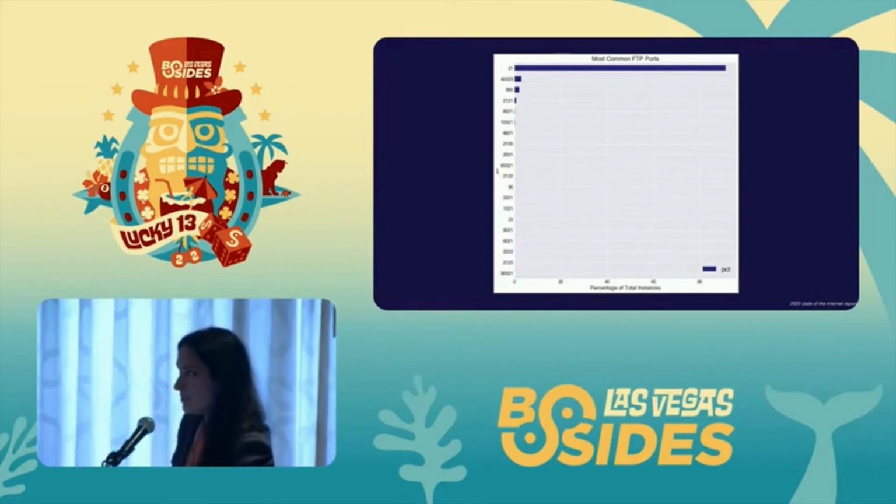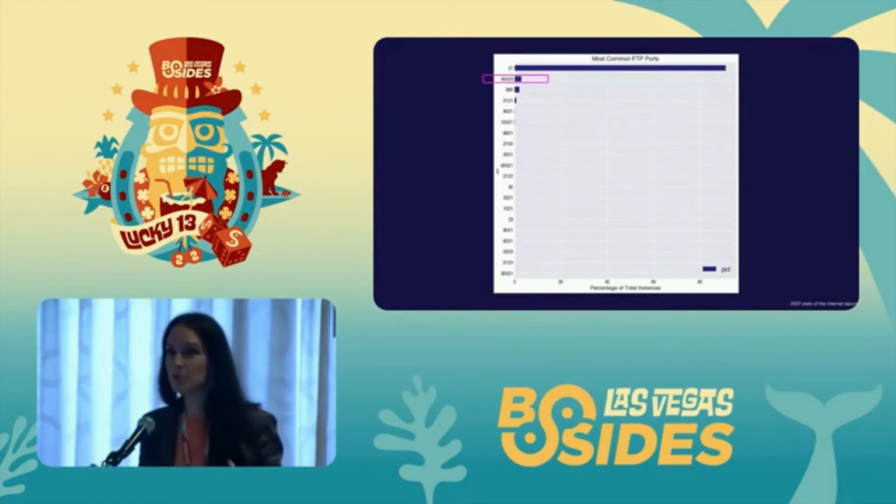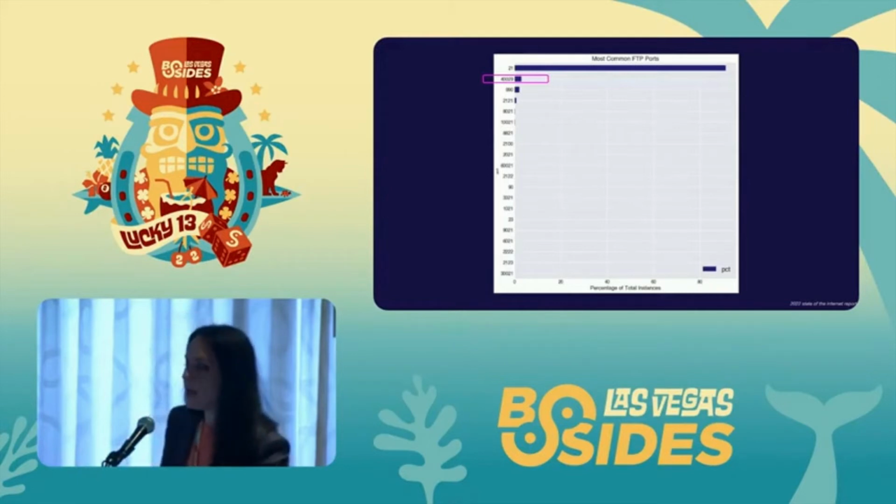So let's shift a bit to looking at FTP. We talked about SSH. We've kind of grazed the surface, but that's okay. This is exploration. 91% of FTP that we see is on port 21. However, when I was looking at this for the first time, I realized that about 3%, the next most common port that we see FTP running on, is 40,029.